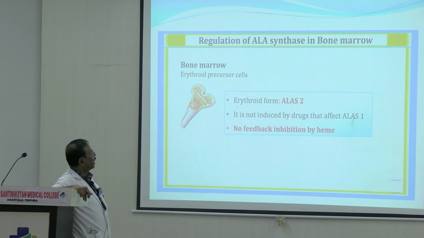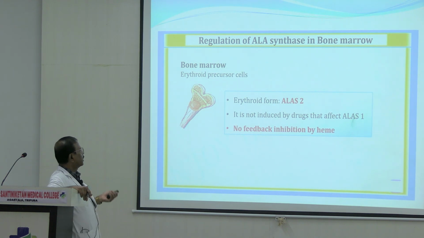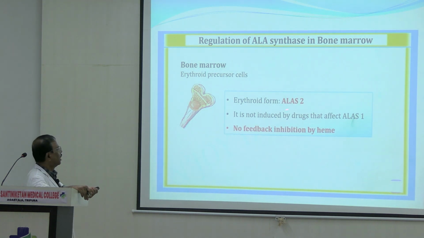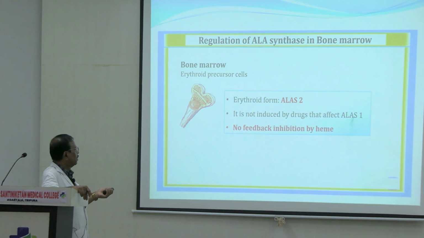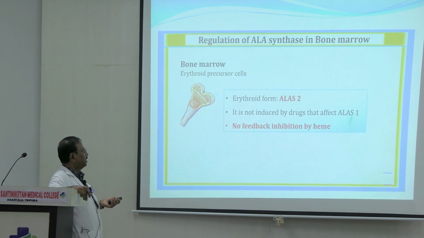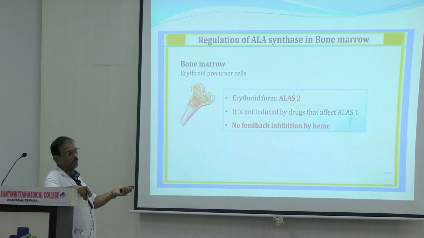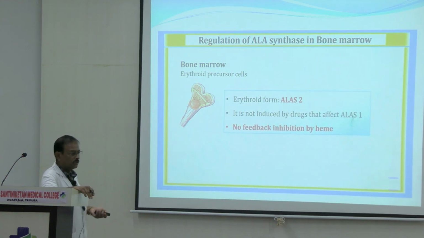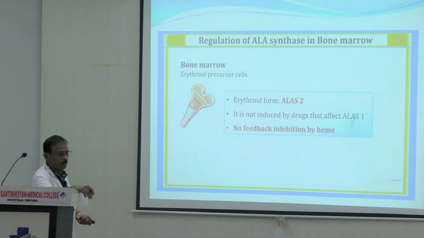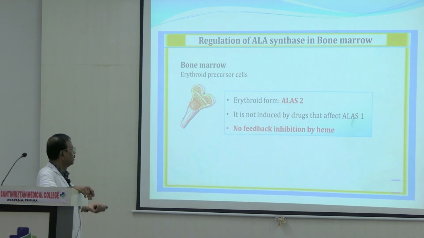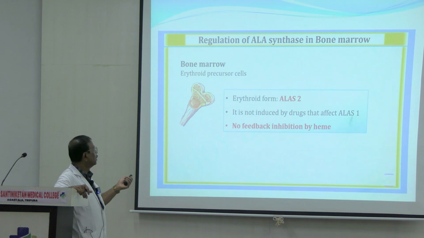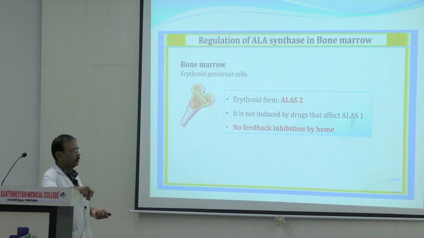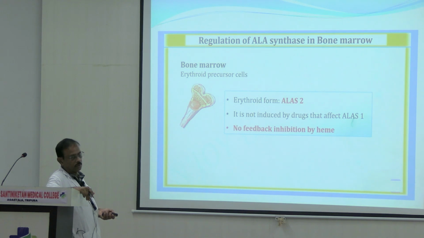Now, regulation of ALA synthase in bone marrow. In erythroid precursor cells, it is the ALA synthase isoenzyme 2 that is functioning there. So it is not induced by drugs that affect synthase 1. It is not inhibited by any other factors. So there is no feedback inhibition of heme formation in erythroid precursor cells.